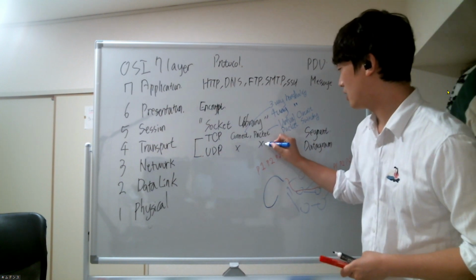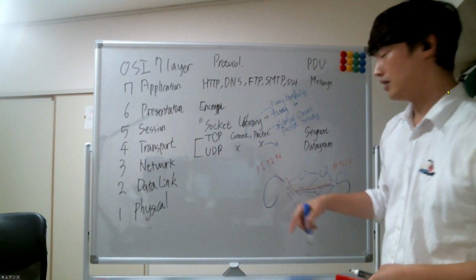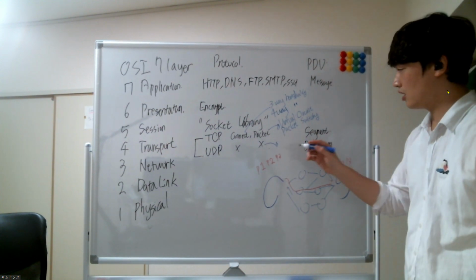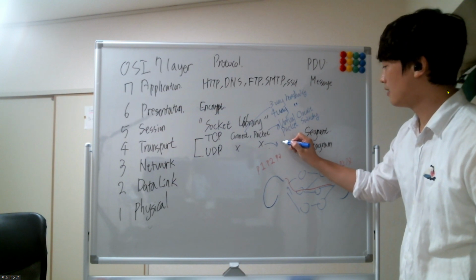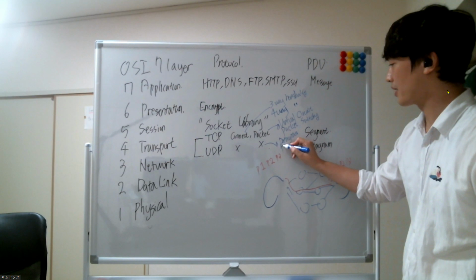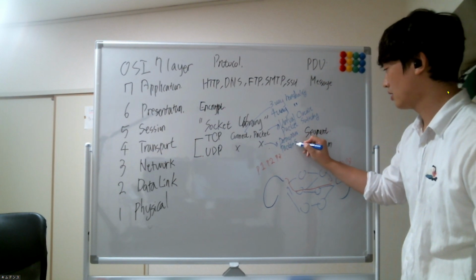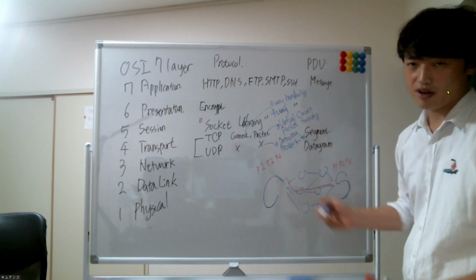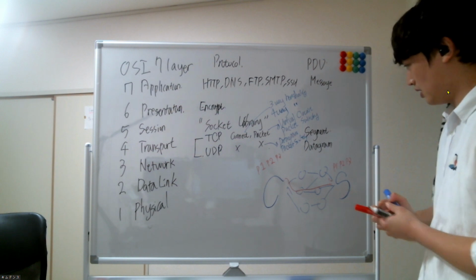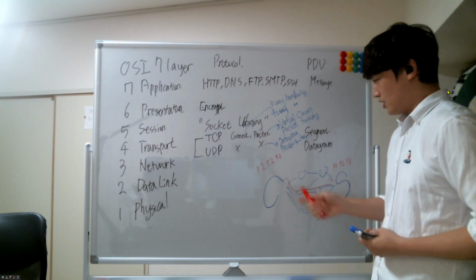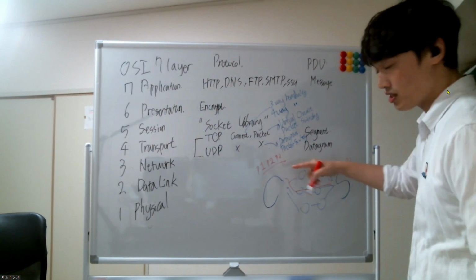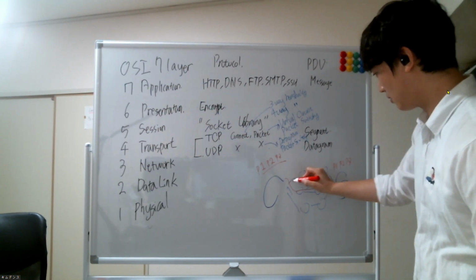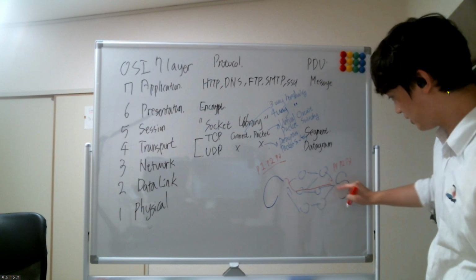However, UDP does not use virtual circuit packet switching. UDP uses datagram packet switching. Datagram packet switching separates the packets, and they go separately. The packets are transmitted separately, and first, packet 1 goes this way.